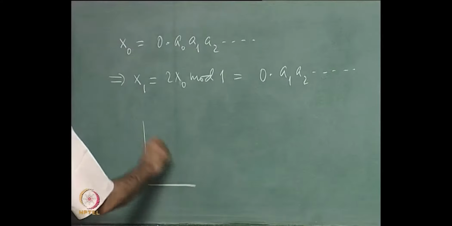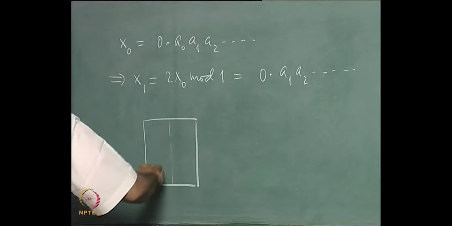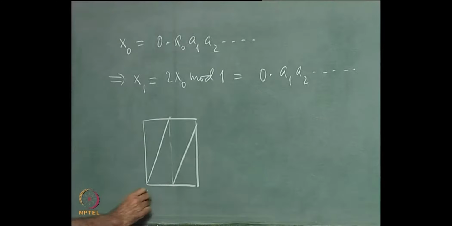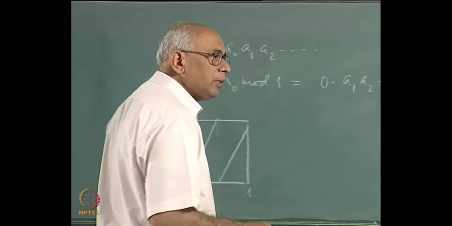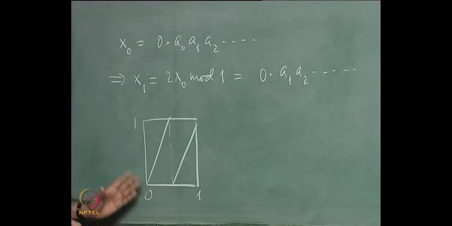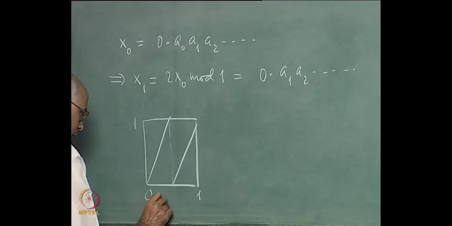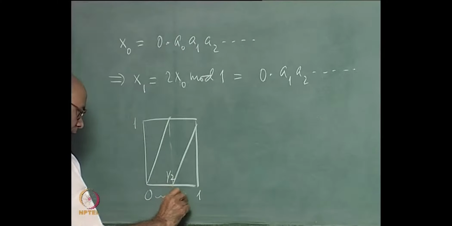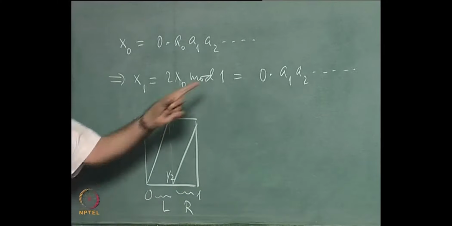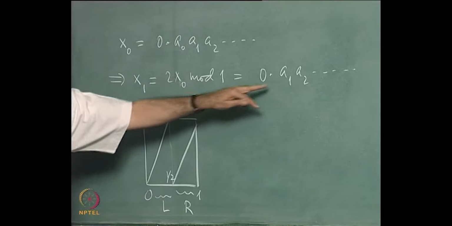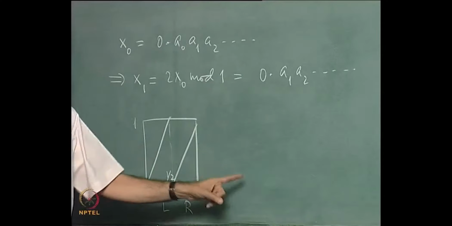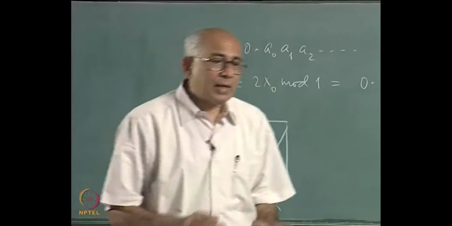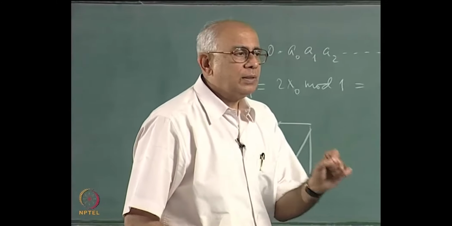So I start with the unit interval, and here is the map function, slope 2 here. I break up the unit interval into two subintervals, 0 to half and a half to 1, and if the representative point is in the left I call it L, if it is in the right I call it R. So I will call this portion L and this portion R, and it is immediately evident that if the leading digit is a 0 then you are in L because the number is less than a half, and if it is a 1 then you are in R on this side.